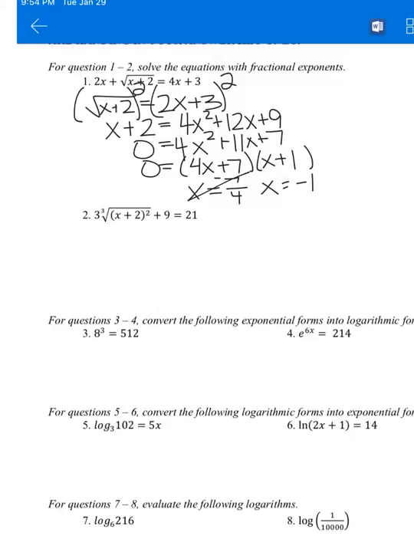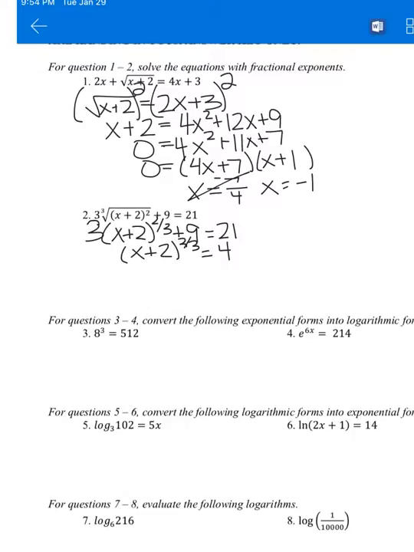For number 2, this is really 3 times x plus 2 raised to the 2/3 power plus 9 equals 21. Okay, again, radicals really just are fractional exponents. So I have to isolate whatever is being raised to that exponent. So I have to subtract 9 and then divide by 3. So 21 minus 9 gives me 12. And then 12 divided by this 3 over here gives me a 4.